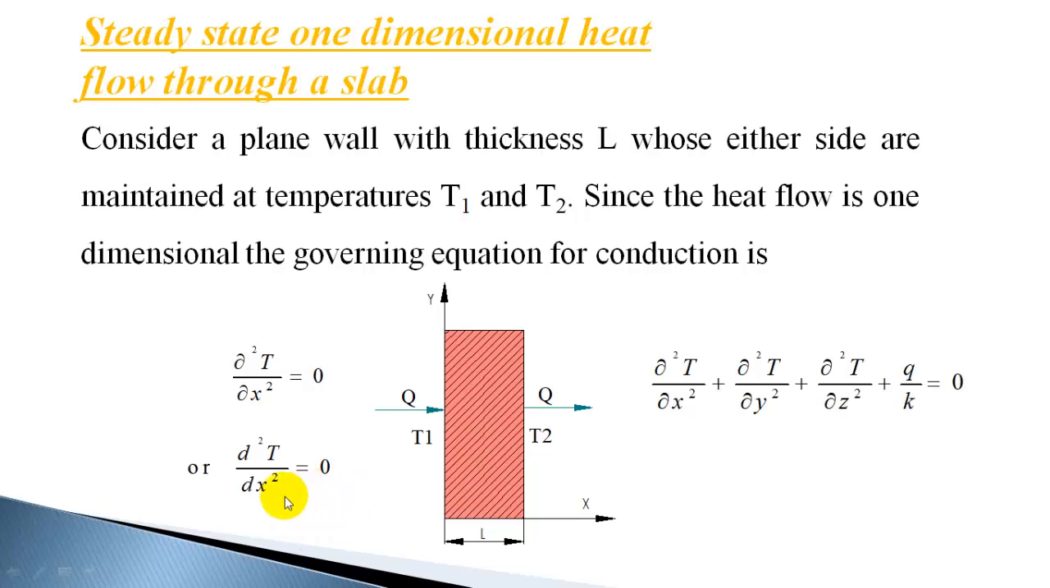Now after getting this governing equation, we also know the boundary conditions: at x equal to 0, T is equal to T1, and at x equal to L, T is equal to T2. These two boundary conditions we know, and we have the governing equation d square T by dx square equal to 0. Now you can integrate this differential equation and apply the boundary conditions and solve it. You will get the temperature variation along the slab when the heat flows, and also you can find the rate of heat transfer through this slab.